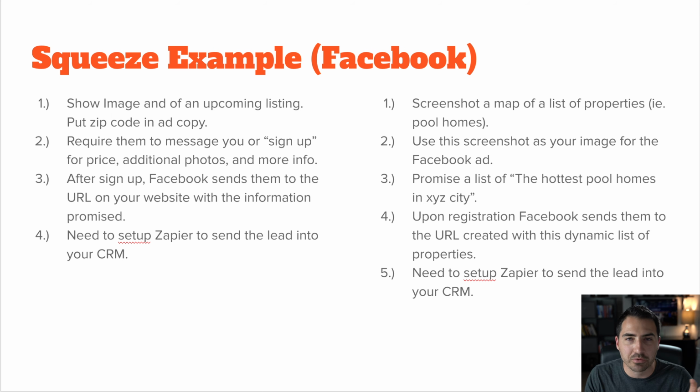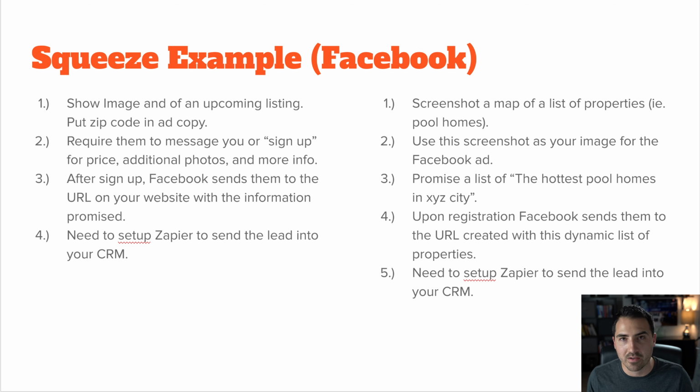Just take a snapshot, a screenshot on your computer of that, and use that as your image for your ad on Facebook. And then you're going to promise them that list of the hottest pool homes or whatever you want to title it, right? Upon registration, once they've registered, they've given you their information, Facebook then can send them to this URL created with this dynamic list of properties.